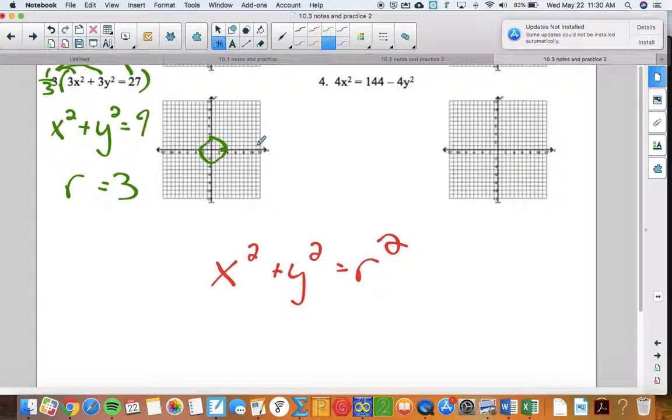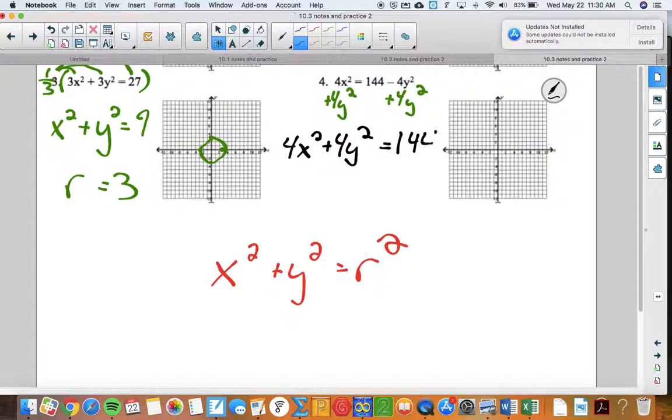Number 4, what's different about that equation than this template? Well, there's a couple things. There's coefficients in front of the x and the y squared. That's a problem. We'll deal with that in a little bit. But also, the y squared is supposed to be with the x squared. So I'm going to add 4y squared to each side to get the x and the y on the same side. So we get 4x squared plus 4y squared equals 144.